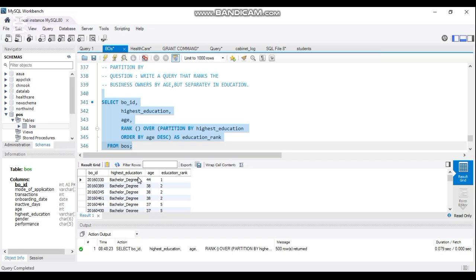And in our result, we have the BOID, the highest education, the age, and the education rank. We are ranking based on the education. We have bachelor's degree, age 44, is first. Bachelor's degree, the next age, we have second. We have three at second position. And the next one gives us fifth position.